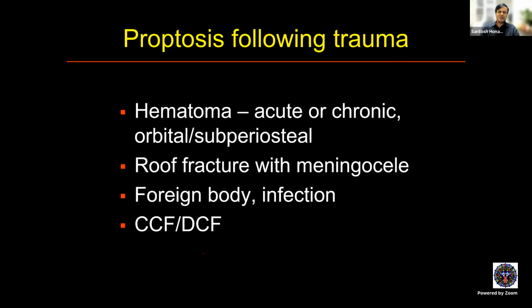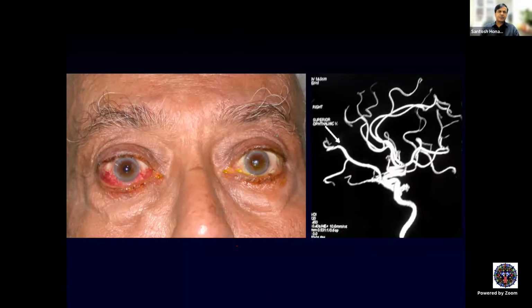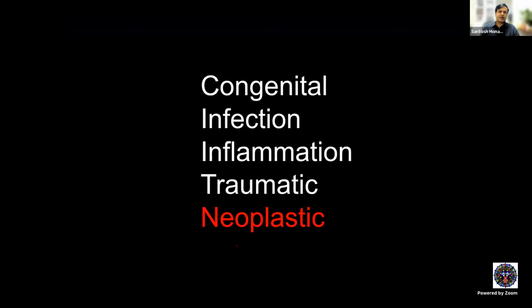Since there is not much time, I won't discuss. Basically, I will just enumerate the causes: hematoma, acute or chronic, orbital or subperiosteal. For sure, roof fractures are notorious to produce orbital hematoma, subperiosteal hematoma. Roof fractures can also produce meningocele, foreign body, with or without infection, or granuloma, carotid cavernous fistula, or dural cavernous fistula. Do you have anything more to add? Proptosis following trauma? That's about it, right? This is a patient with a dural cavernous fistula.